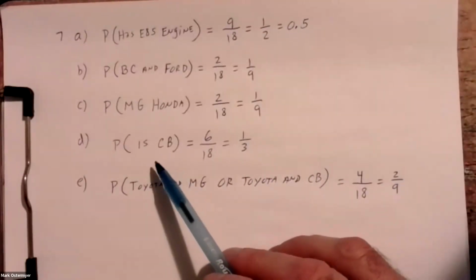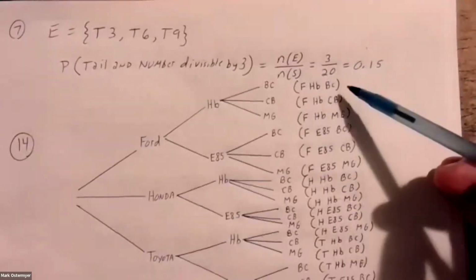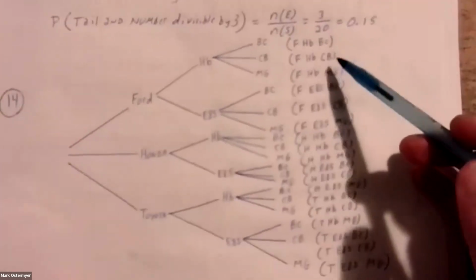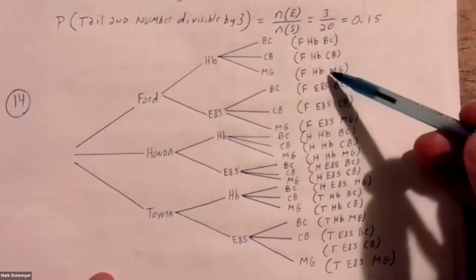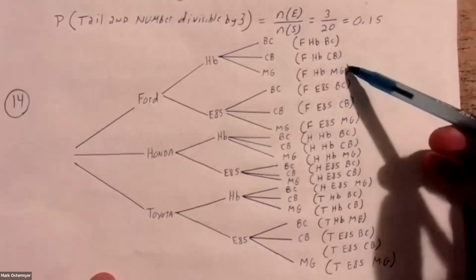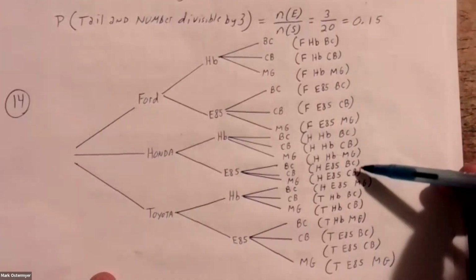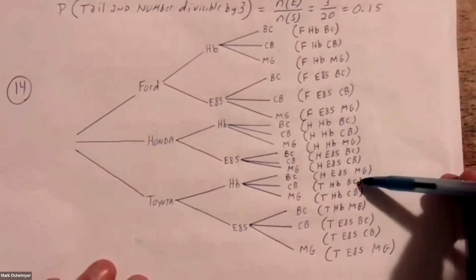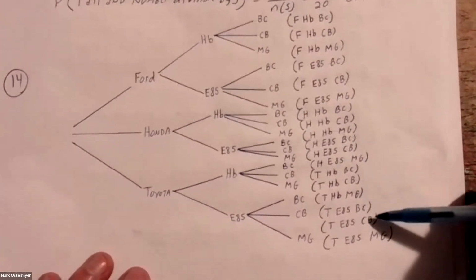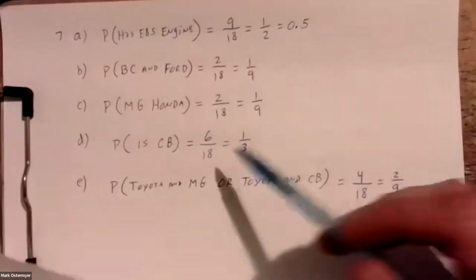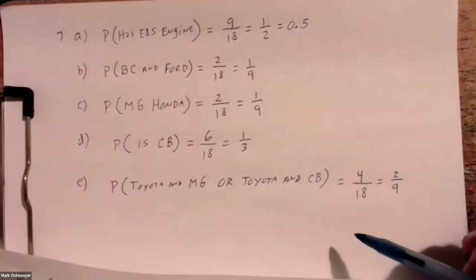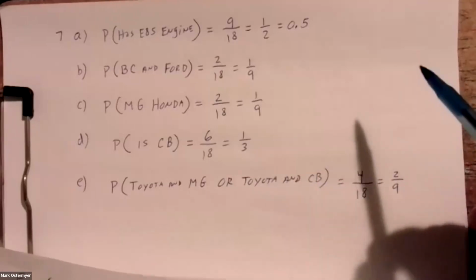What's the probability of selecting a vehicle that is cobalt blue? Count how many cobalt blues you have of the 18. There's 1, 2, 3, 4, 5, 6. 6 cobalt blues out of 18. 6/18 or 1/3. About a 33% chance.